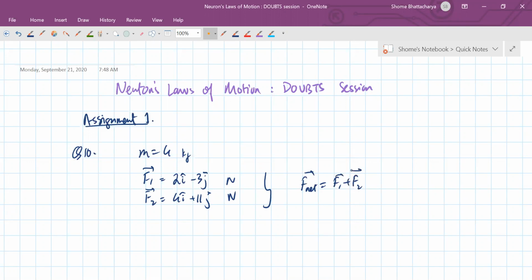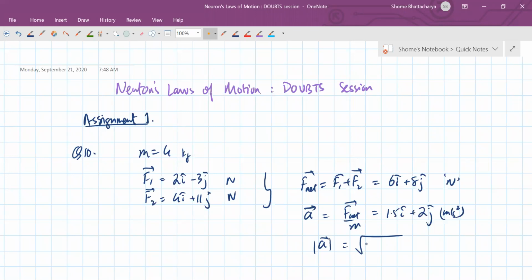It's a very easy question. So that is 6 i cap plus 11 minus 3, so that's 8 j cap. So that's in newtons. If the net force is so much, the acceleration is net force divided by mass. So that's 1.5 i cap plus 2 j cap. This will be in meters per second square. So that's it, you have found the acceleration. Now you want to find the magnitude. Just find this, etc. Whatever is required, you can find.